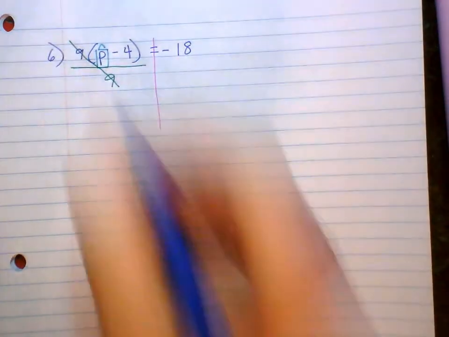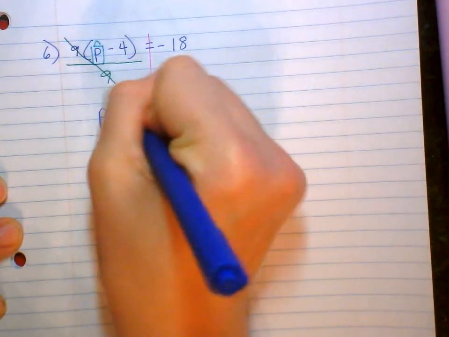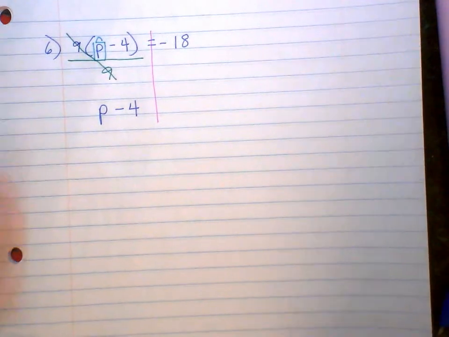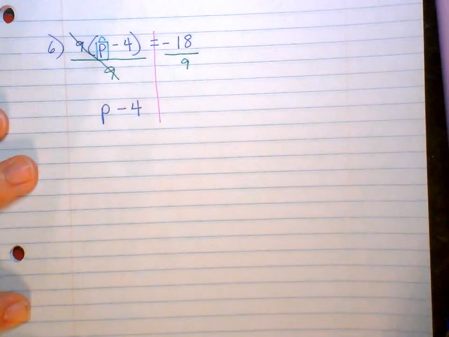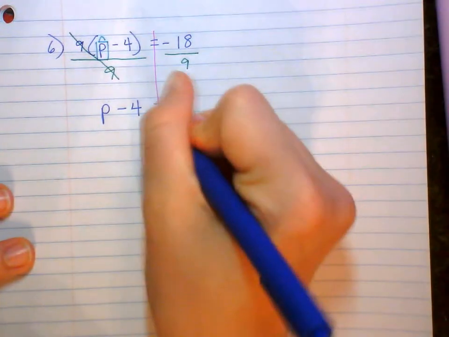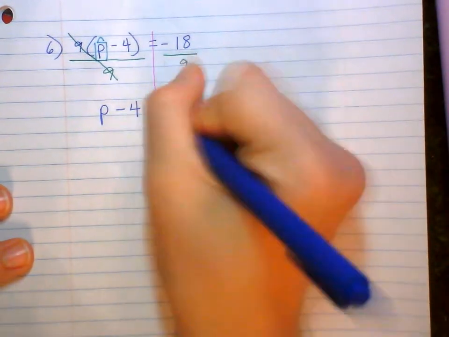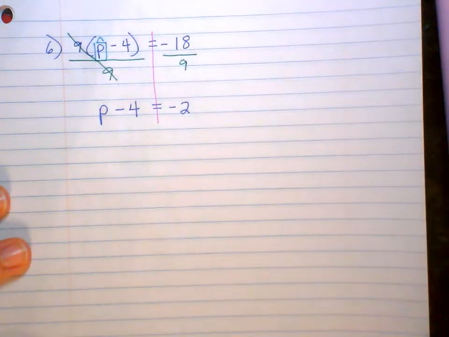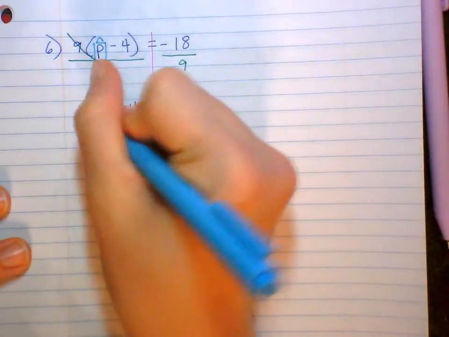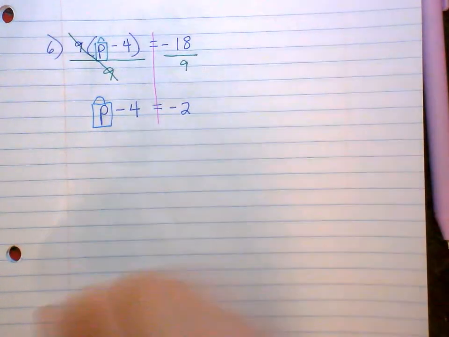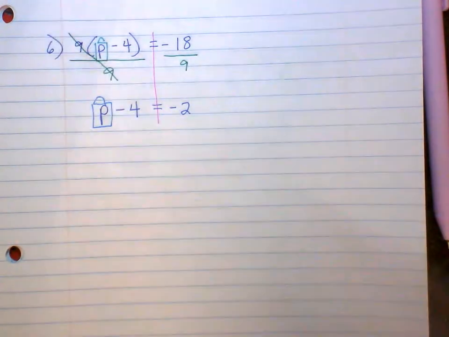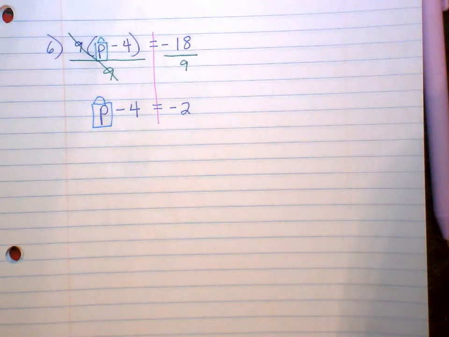So that just leaves me with p minus 4. But if I divide one side by 9, I have to divide the other side by 9. Negative 18 divided by 9 is negative 2. And now it's just a one-step equation. That's why I like to, right off the bat, when there's a distribution, just divide. So that'll leave me with p minus 4 equals negative 2.